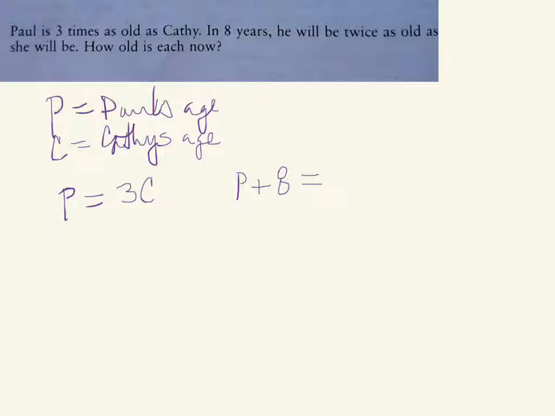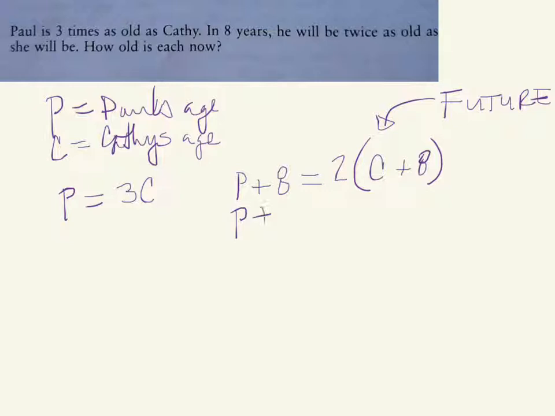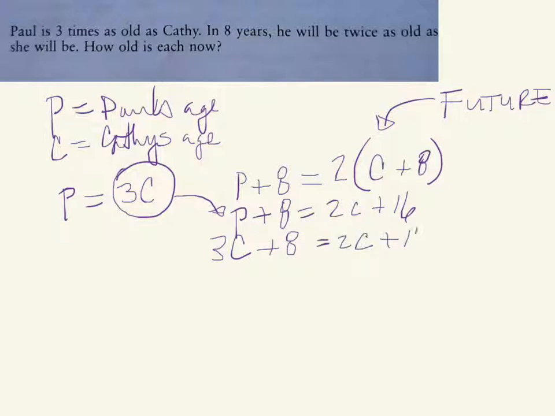He'll be twice as old as she will be. Well, in 8 years, she's going to be C plus 8, and you've got to take that times 2 because he's going to be twice her age then. So make sure this one right here is in the future. Okay, so we're going to figure this out. We're going to go P plus 8 equals 2C plus 16. We could probably leave it there because we can sub in right now 3C for P, plus 8 equals 2C plus 16.